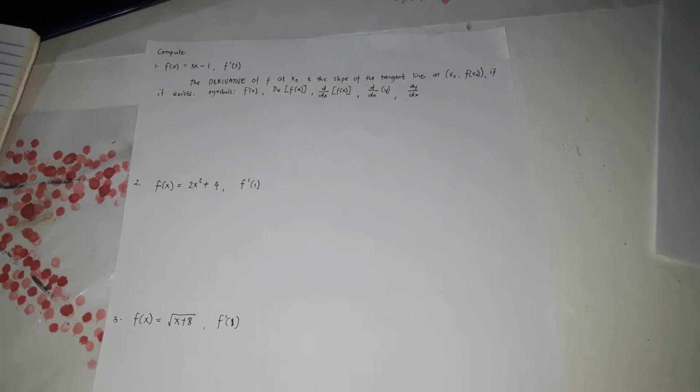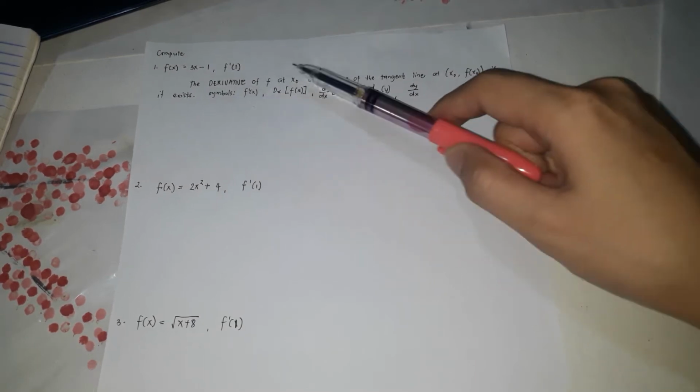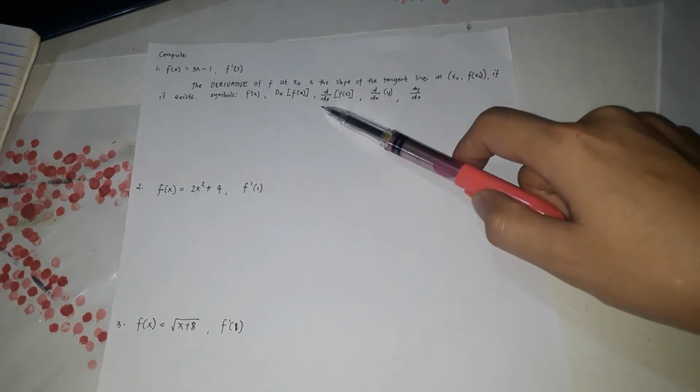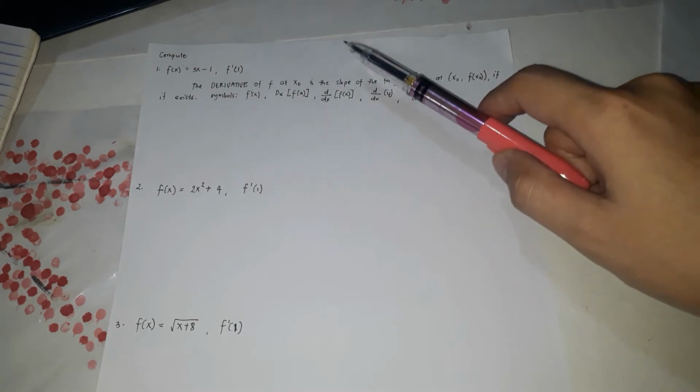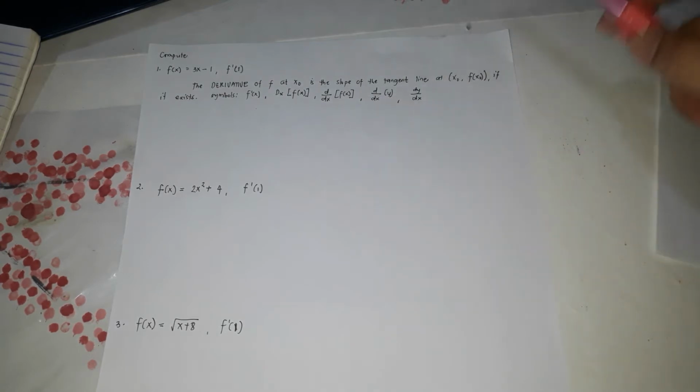So the derivative of f at x sub 0 is the slope of the tangent line at x sub 0, f of x sub 0, if it exists. There are a lot of symbols for derivative. We're going to use this one because it is quite easier, but you could use this one, this one, this one, and this one. In a lot of shows or movie clips or video clips, you usually see these symbols in very high math, the difficult math.